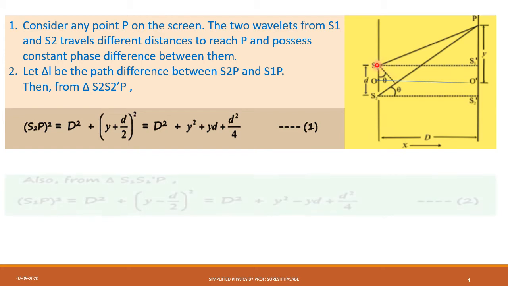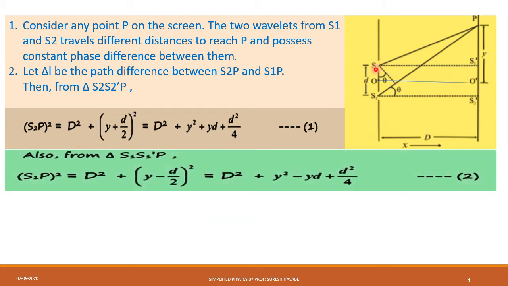Similarly, we can take this triangle, that is S1 dash P. We have to take this triangle. In this triangle, again apply the Pythagorean theorem. Then what do we get? S1P squared is equal to this distance, which is D, that is D squared, plus this distance. Now, how can we calculate this one? P to O dash is y.